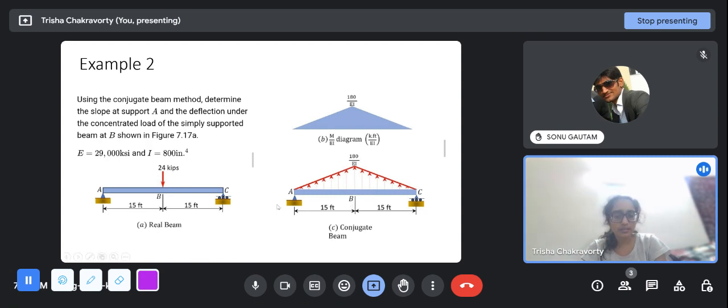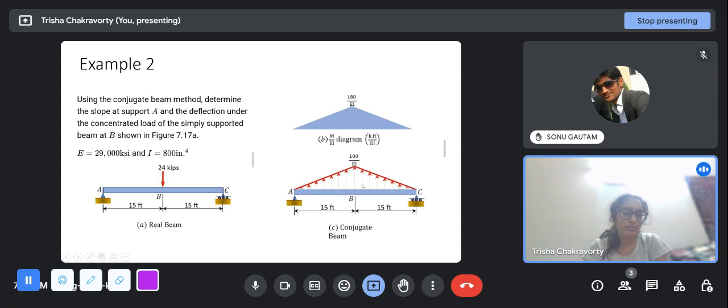So we take the contribution from this support reaction, and then we have to take the contribution of this triangular load, not this part. We have to take only the part between A and B. So the magnitude of this part is half into 15 into 180 by EI, and the point of action will be 1 by 3 of this length from the base. So it will be 5 feet from B and 10 feet from A.